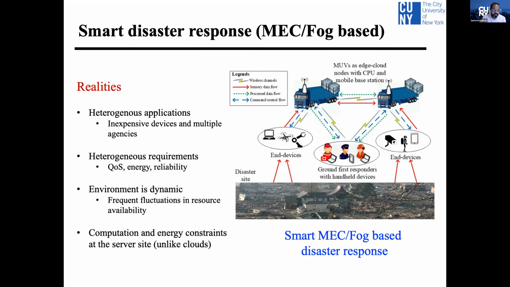You have heterogeneous applications. You have very inexpensive devices, so you're not looking at very high-end devices with a lot of computation, because you're dealing with state government money essentially. You have multiple agencies and a lot of applications running. You have the fire department or the police department, and then sometimes FEMA comes into the picture. So you have a lot of chaotic situations happening: heterogeneous applications with different types of devices, and inexpensive devices.